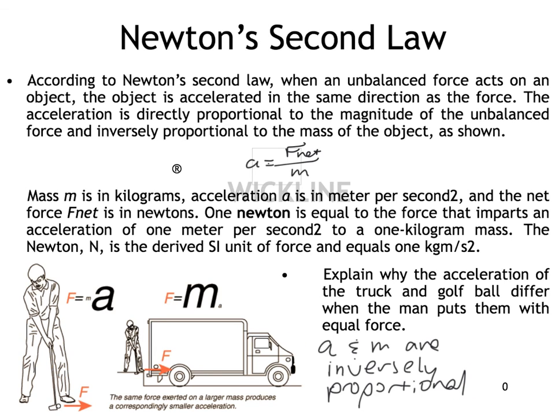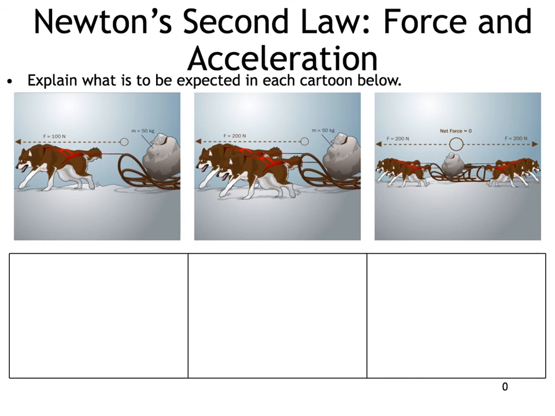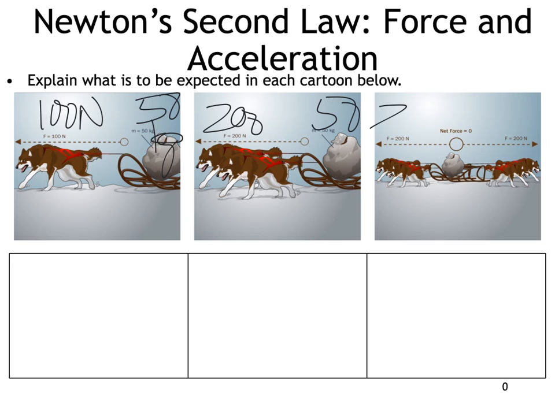So these three cartoons have three different scenarios. The first one, the dogs are pulling with a force of 100 newtons, and the mass is 50. And over in the second one, the dogs are pulling with 200 newtons of force, and the mass is still 50. And in the third one, it's 200 newtons in two different directions, and the mass would still be 50.